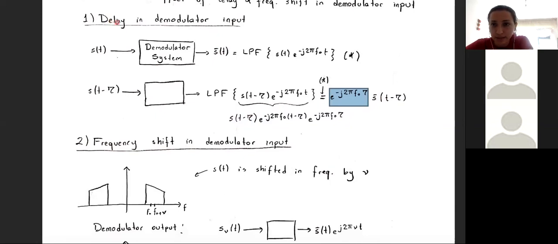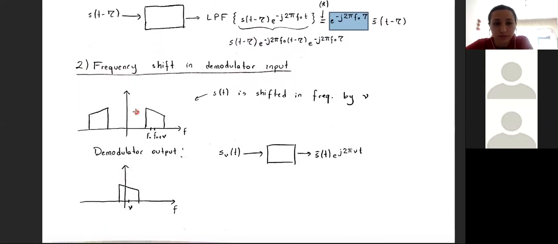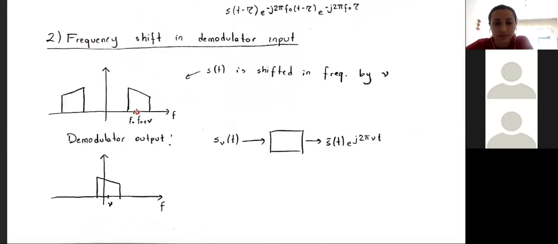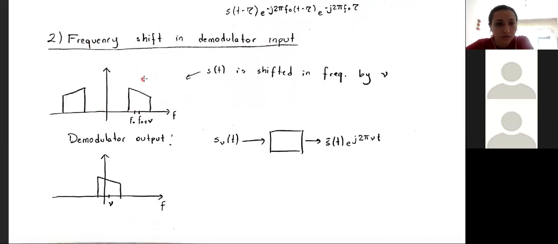Okay, so that's for delay. Let's also look at the effect of frequency shift in the demodulator input. So suppose this is the frequency content of your bandpass signal. It is centered around f0 and minus f0. At the demodulator output, we know we're going to see this portion of the signal shifted to the origin.